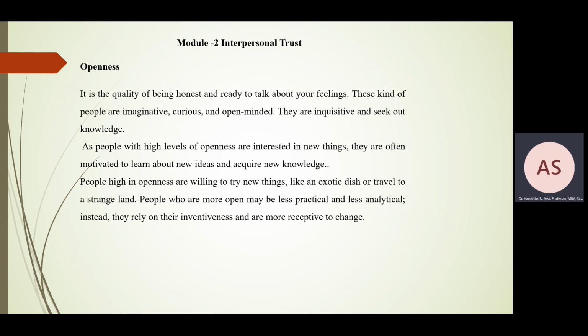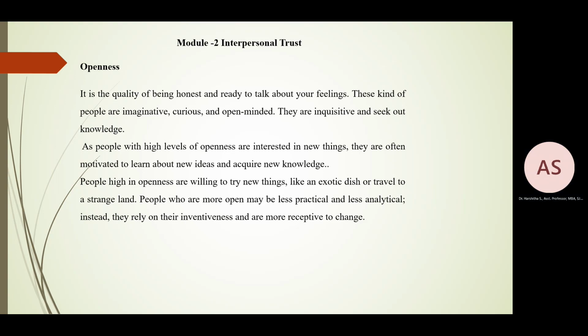So first is openness. What do you mean by openness, or what exactly does the term open say? See, it is a quality of being honest and ready to talk about your feelings. These kinds of people are imaginative, curious, and open-minded. They're again inquisitive and seek out knowledge. That is, they'll always be curious to find out things, and at the same time you can trust them blindly because they'll always be honest, and they try to stand on their words. Whatever they've spoken, or the commitment they've given, they try to stand on that, right?